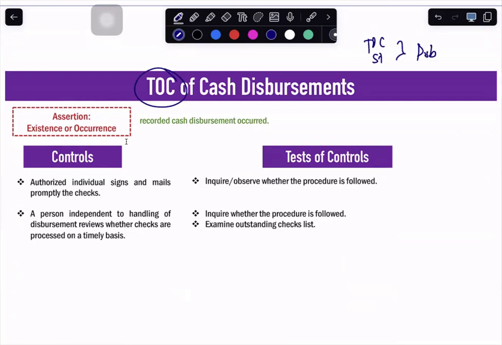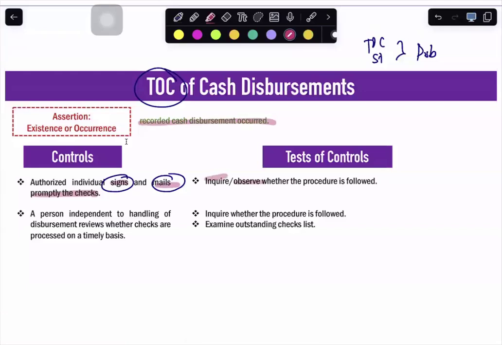So first assertion, existence or occurrence, that the recorded cash disbursement occurred. So what are the controls in place? An authorized individual signs and mails promptly the check. We said the signing is different from the mailing. The preparation, signing, and mailing should be different. Why? We want to segregate the duties. So how do you test the control? You test the control by inquiry or observation.